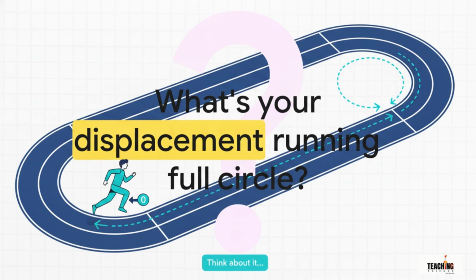Let's check your understanding. Think about this for a second. If you run in a complete huge circle and stop exactly where you started, what's your displacement? Got it? The answer is 0. Because your initial and final positions are literally the exact same spot, your net change in position is 0, even though the total distance you ran might be absolutely exhausting.